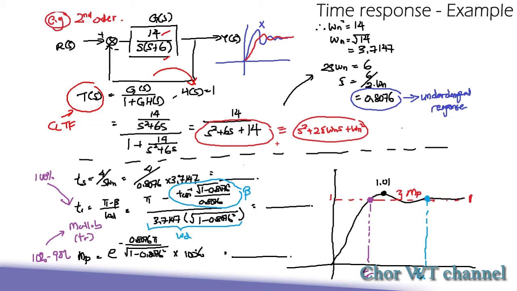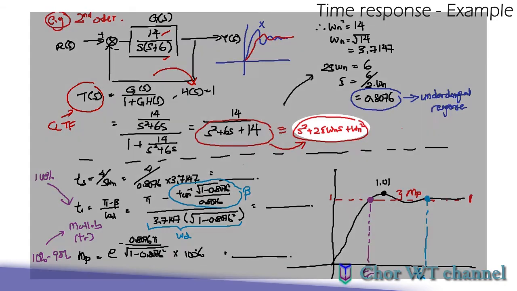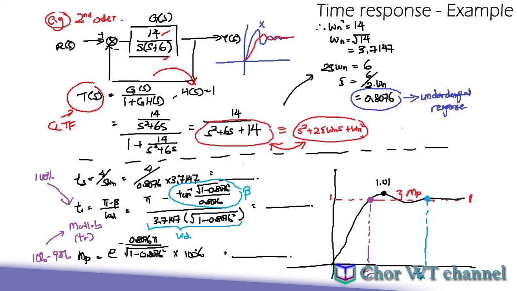Then we compare the coefficients with the standard second order transfer function with zeta and omega n, so that we can identify the response type. By comparing the coefficients, we get omega n squared equals 14, so omega n equals 3.7147, and then 2 zeta omega n is equivalent to 6, and finally we get our zeta value to be 0.8 something.